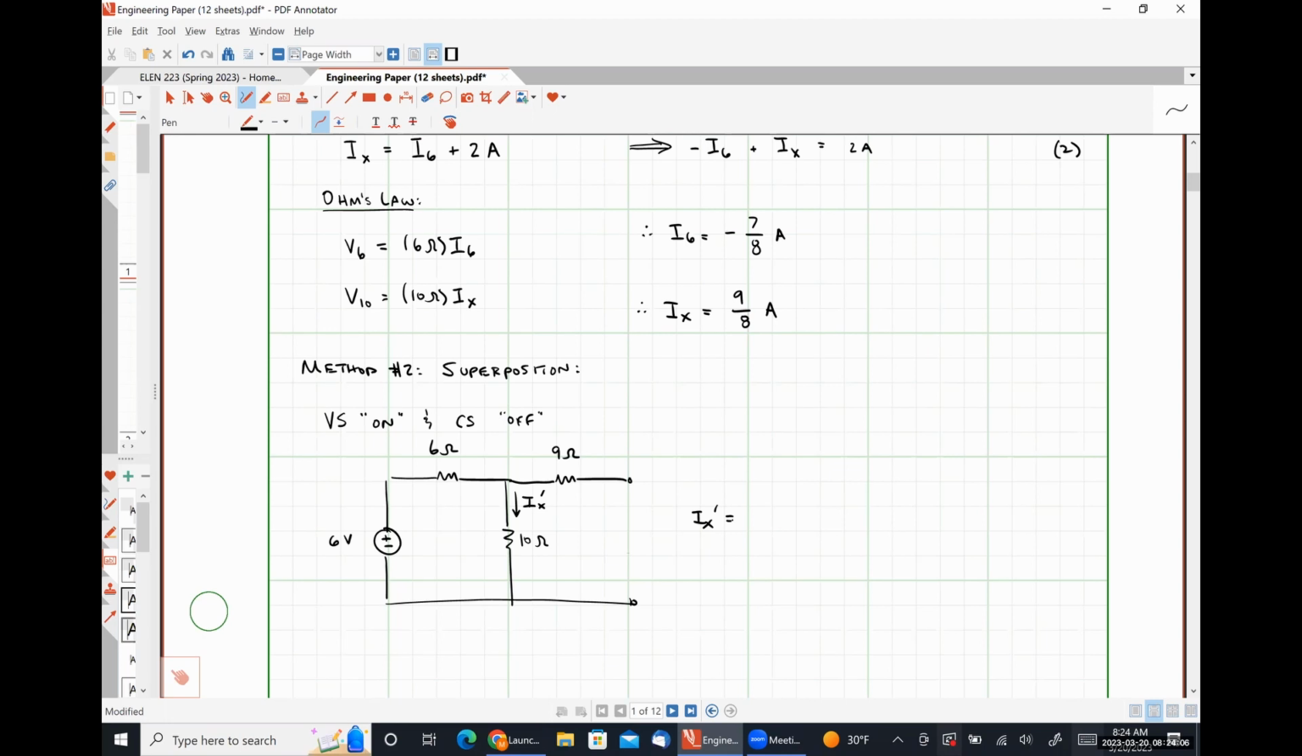Analyze it. It's much easier than what we just did. It's 6/6. Yep. 6 volts over 6 ohms plus 10 ohms comes out to be 6/16, which is the same as 3/8 of an amp. Done with this particular iteration.